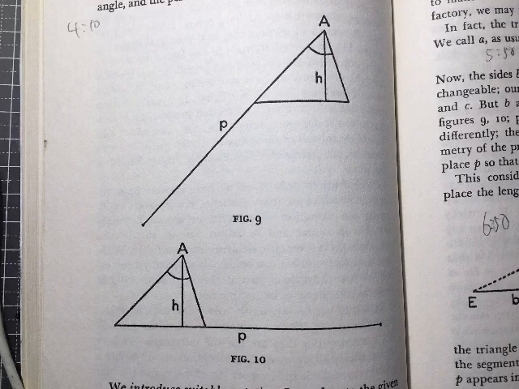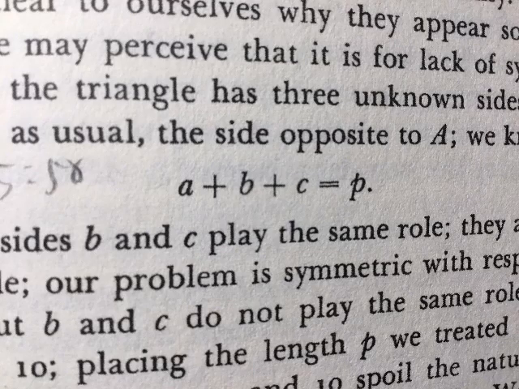Now, the sides b and c play the same role. They are interchangeable. Our problem is symmetric with respect to b and c, but b and c do not play the same role in our figures 9 and 10. Placing the length p, we treated b and c differently. Figures 9 and 10 spoil the natural symmetry of the problem with respect to b and c. We should place p so that it has the same relation to b as to c. This consideration may be helpful in suggesting to place the length p as in figure 11.